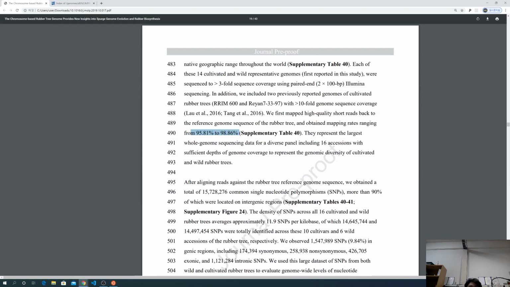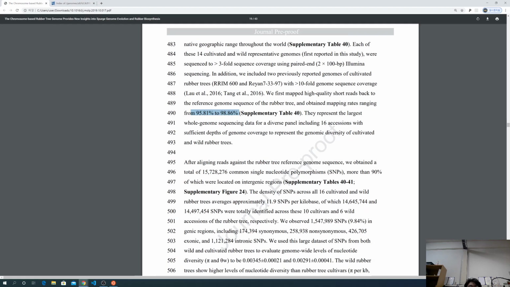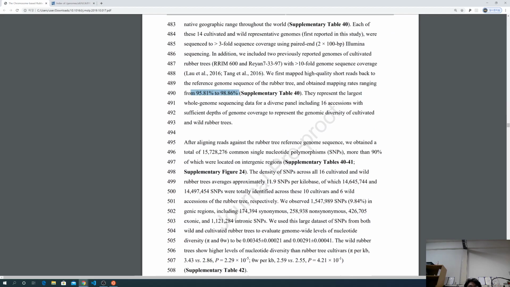After aligning to the reference genome sequence we obtained, okay, so many SNPs there. So maybe based on the SNPs. So this is typical analysis. This is typical analysis.